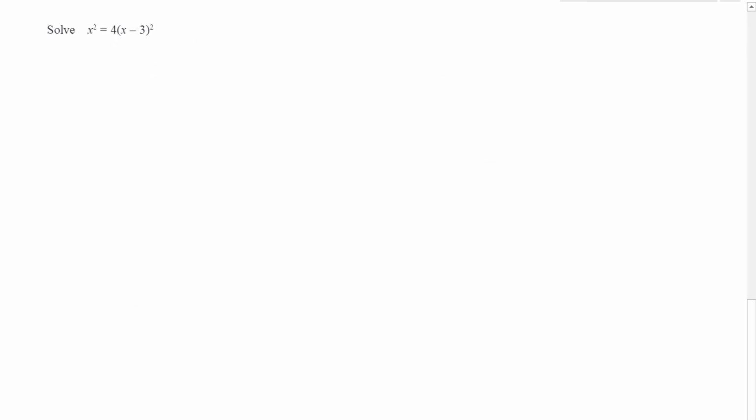And then finally we're asked to solve this equation. So we're going to have to first do some expanding and then some factorizing at the end. So we're going to have to employ both of them together. So x squared is equal to 4 times (x minus 3) all squared. So I first need to expand these brackets, and when I expand them, it becomes that x squared is equal to 4 times (x minus 3)(x minus 3).